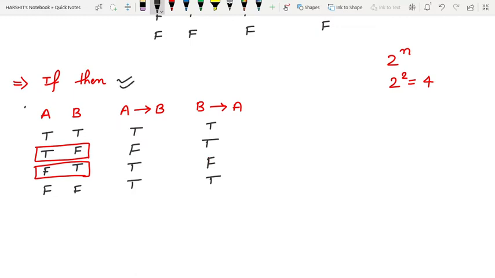I hope you all have understood how if then works. You have to only remember that it should be in the form of true and false. For only true and false the value will be false. You can see here, for true and false the value will be false, otherwise other values will be true. So this is how if then works.